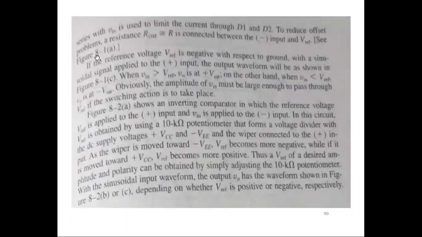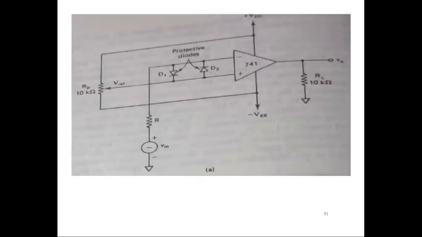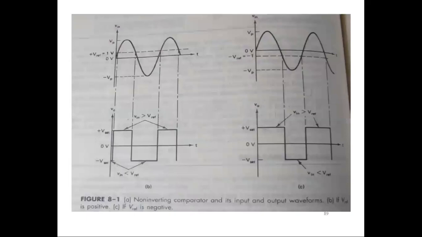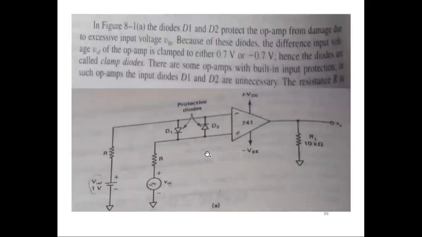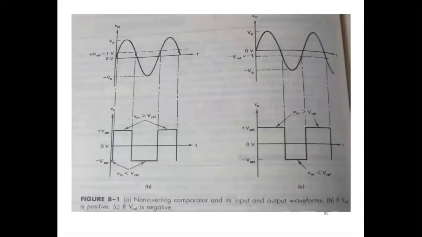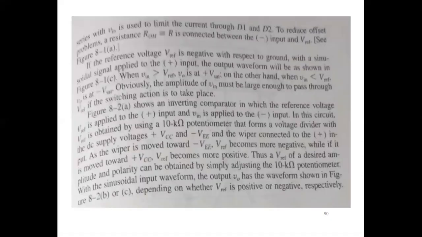And also to reduce the output offset problem, resistance ROM equal to R is connected between the minus input and the V reference. So the ROM might be connected between negative and the V reference. This is not shown in the figure over here. ROM might be connected between the negative input and the V reference.